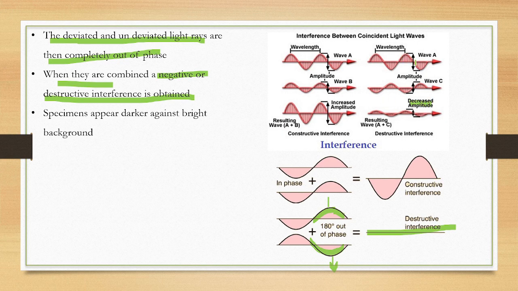So this is wavelength A, wavelength C. When both are combined together, you will get a decreased wavelength, a reduced amplitude wavelength. This is called destructive interference. When the amplitude is reduced, you get a darker image against the brighter background. So destructive interference creates a darker image against the brighter background.